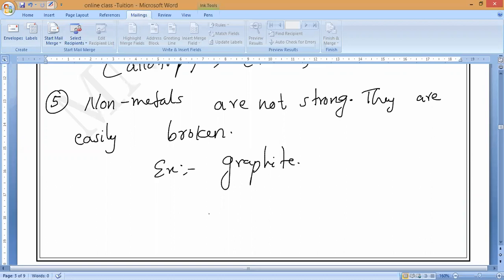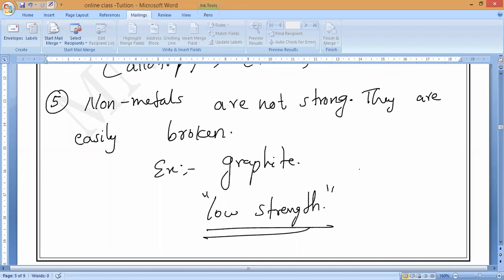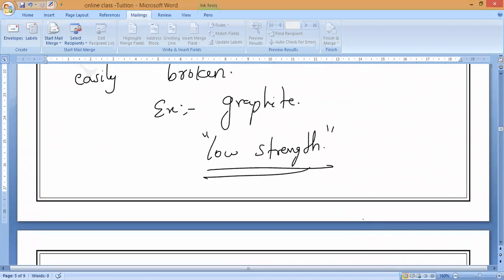So we can say all the non-metals have low strength. They are not strong enough. But here you also have to remember, diamond is the hardest substance, which we use to cut even metals. We are using diamond to cut metals also. That much strong it is. It is the naturally hardest substance.